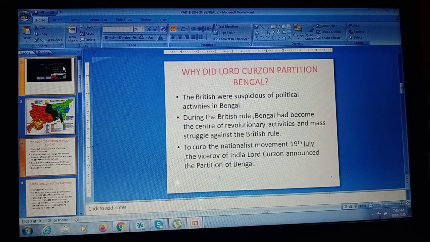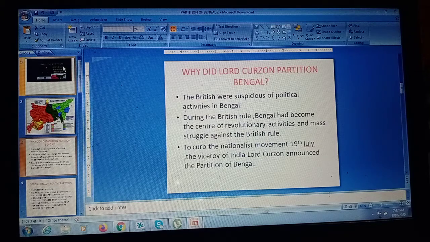Now, why did Lord Curzon partition Bengal? And this is the official reason Lord Curzon had given. As we know, the Britishers were suspicious of political activities in Bengal. And why particularly only in Bengal? As I mentioned yesterday, why? Because we have the so-called Bengali intellectuals here in Bengal.